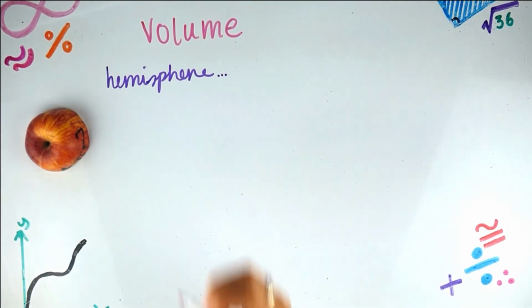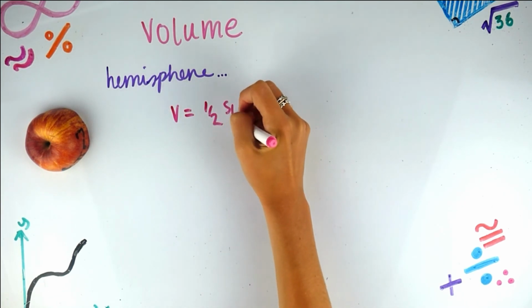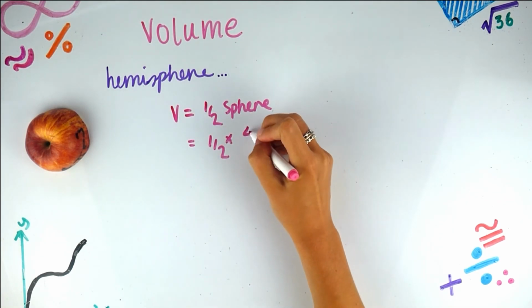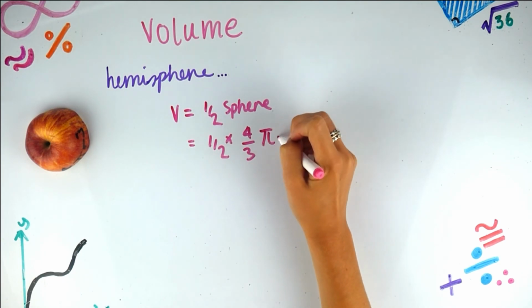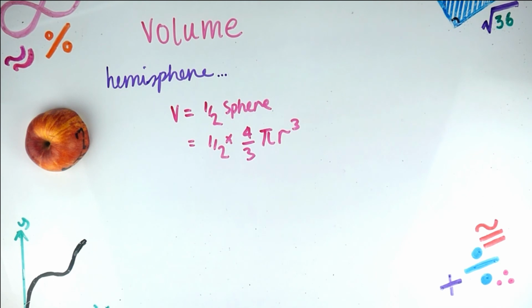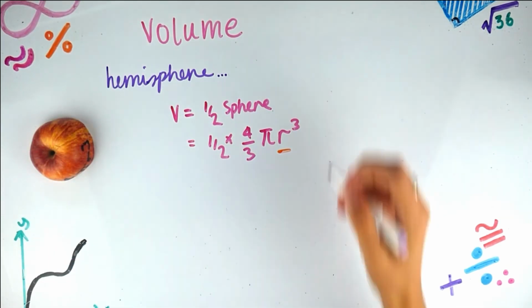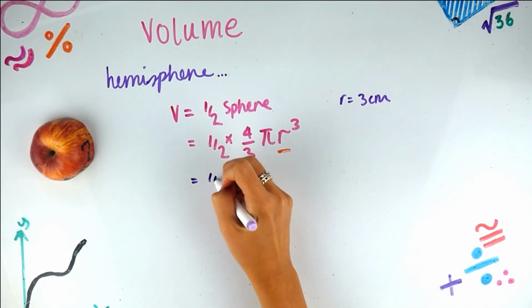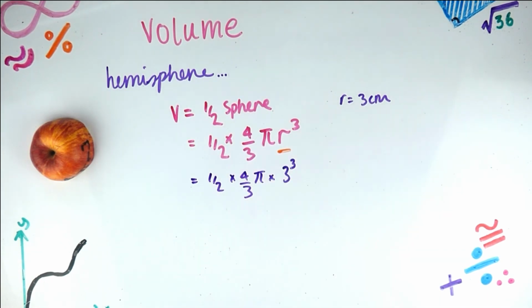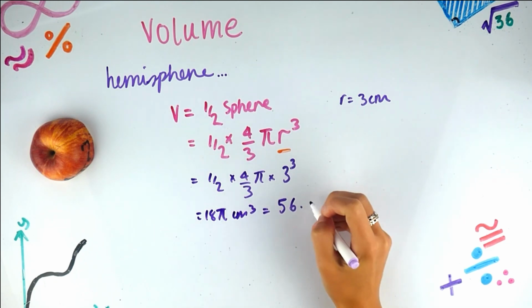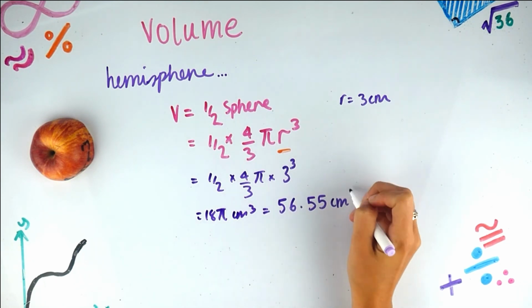So firstly, I'm going to need the equation. So the volume of a hemisphere is half the volume of a sphere. So a half, and then the volume of a sphere was 4 over 3 pi r cubed. So the only piece of information I actually need to know is the radius. So let's measure that. So the radius of my apple is 3 centimetres. So I'm going to input that into my equation and find the answer. The answer I get is 18 pi, or rounded with numbers, that's 56.55 centimetres cubed.